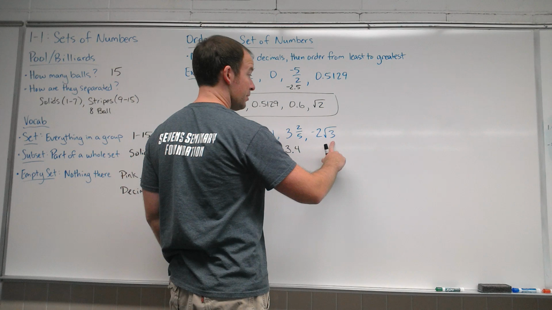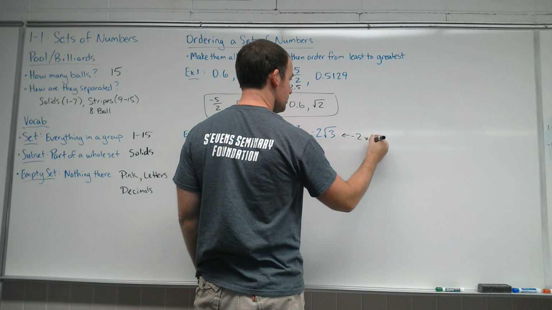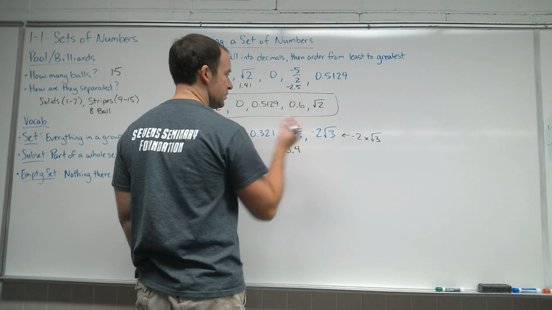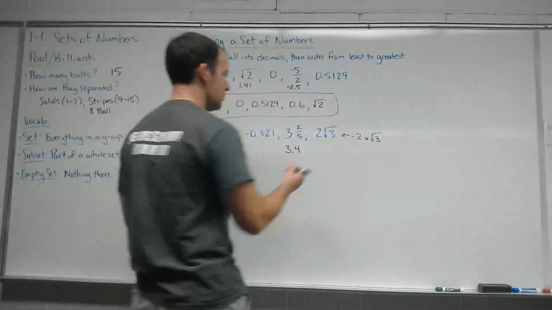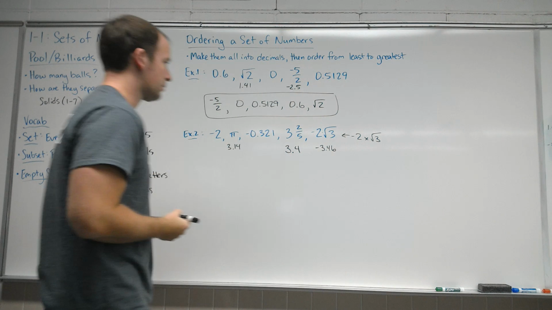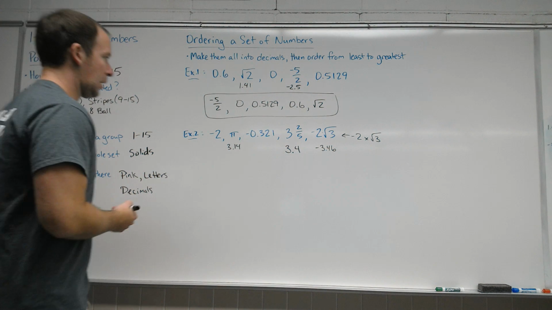Negative 2 square roots of 3. Literally all you do is negative 2 times, and then the square root of 3. So there's a multiplication in there even if you don't see it. Okay, so negative 2 times the square root of 3 is about negative 3.46. And then order your set.